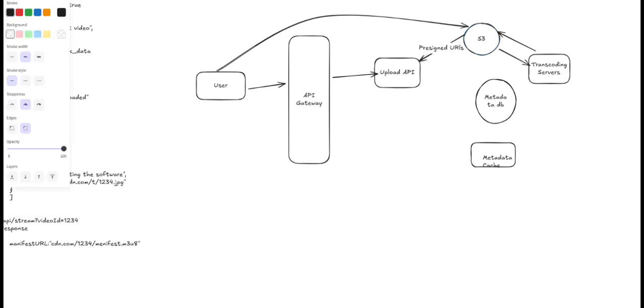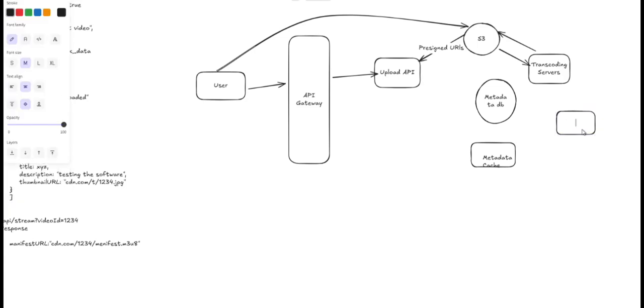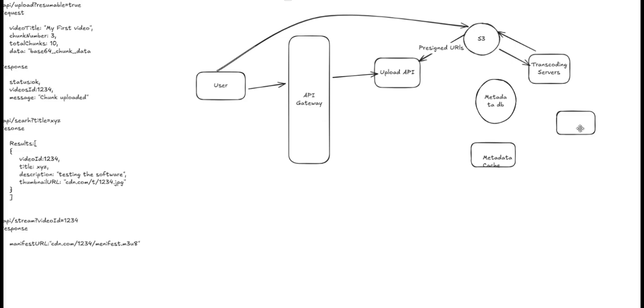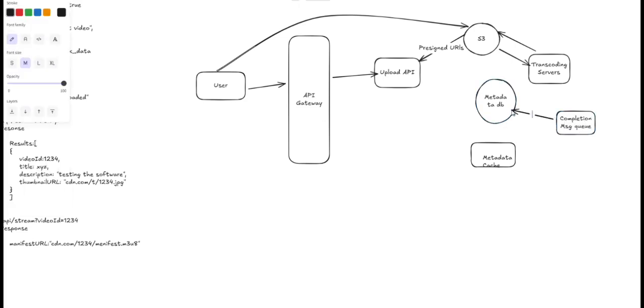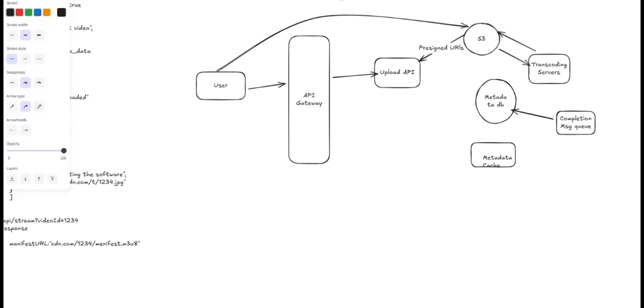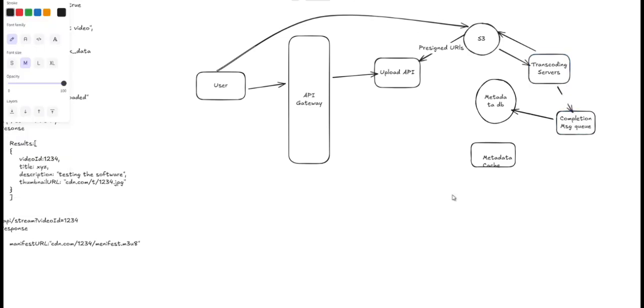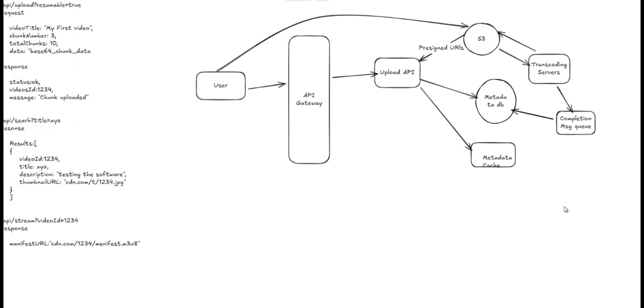On the other side, once transcoding is completed, it will send the transcode complete status into a message queue. Then the message queue will send the status update to the metadata database. This is how the metadata database will know that the transcoding is complete for that particular video. So this is how our upload API flow works.